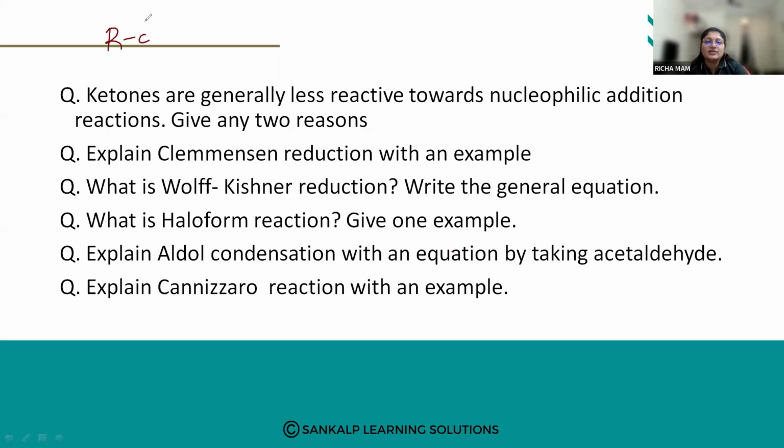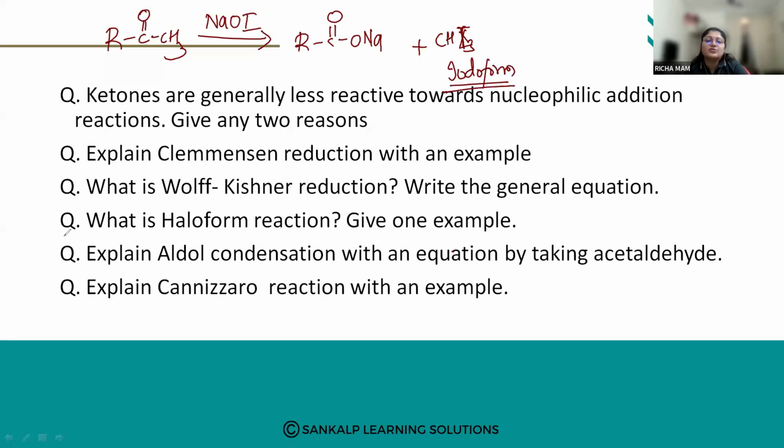Suppose I have C double bond O CH3. This is treated with sodium hypoiodite. What am I going to get? I'm going to get a sodium salt of an acid plus CHI3. This is iodoform. This iodoform is yellow in color. So this is the haloform reaction.